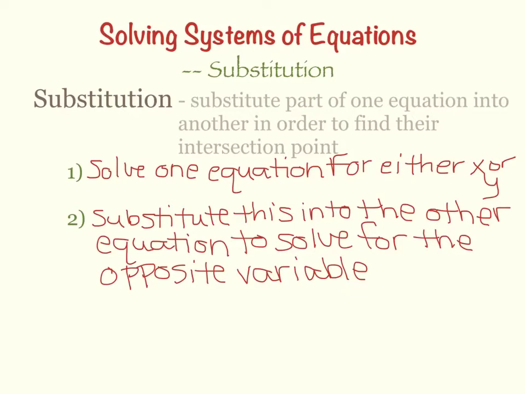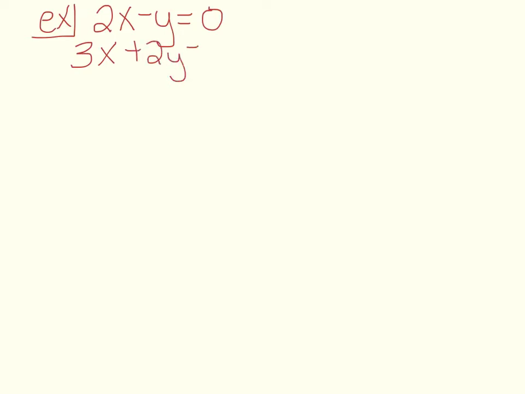We are now going to look at two different examples. Again, these examples will be on the worksheet that you have for homework in dealing with substitution. The first example that we have is 2x minus y is equal to 0. The other equation is 3x plus 2y equals 7.